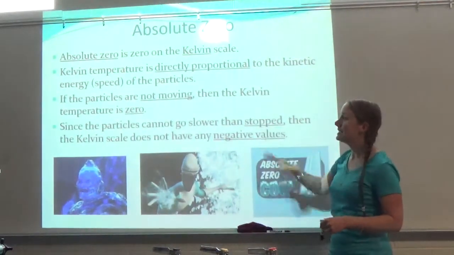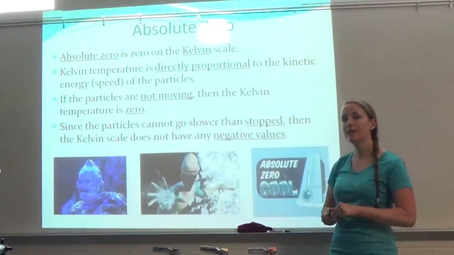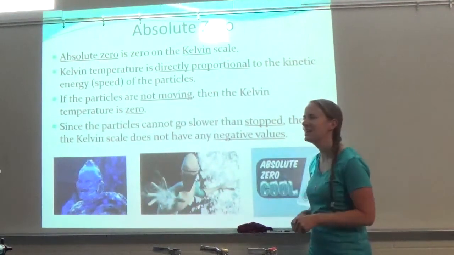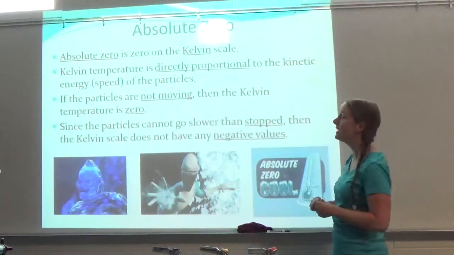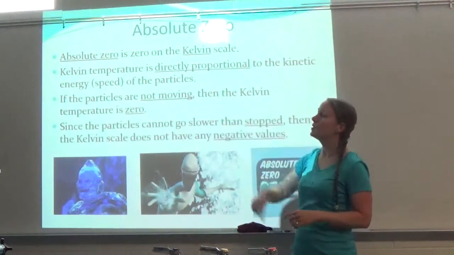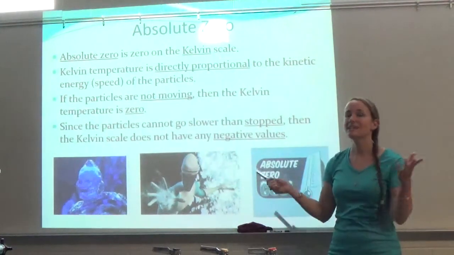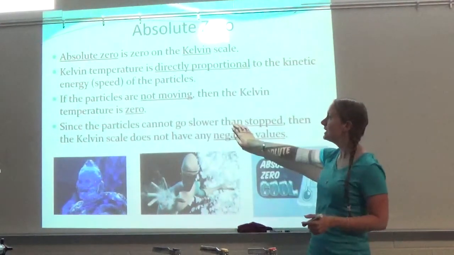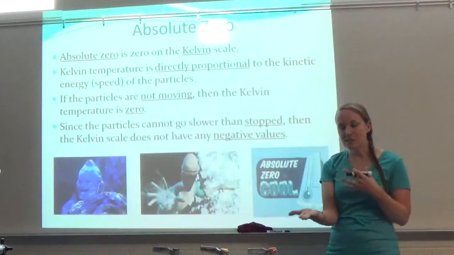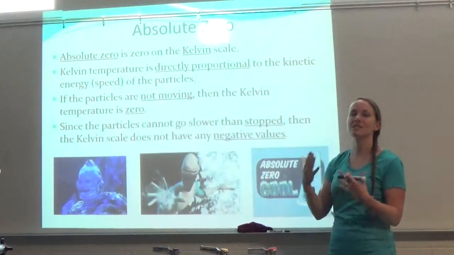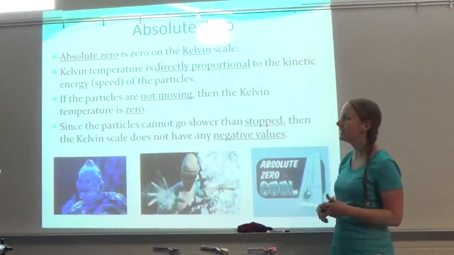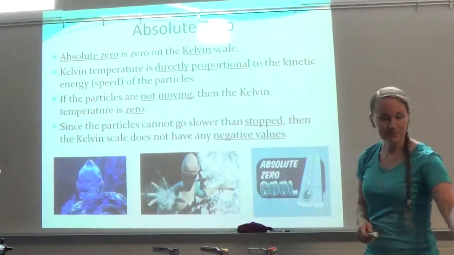Okay, I do like to ask that question on the test. Why can Kelvin never be below 0 or have negative values? And a lot of people like to tell me absolute 0 is the lowest. That's not explaining why. Remember, your explanation is that it's 0 when the particles are stopped, so since they can't go any slower, it can't get any lower than 0.